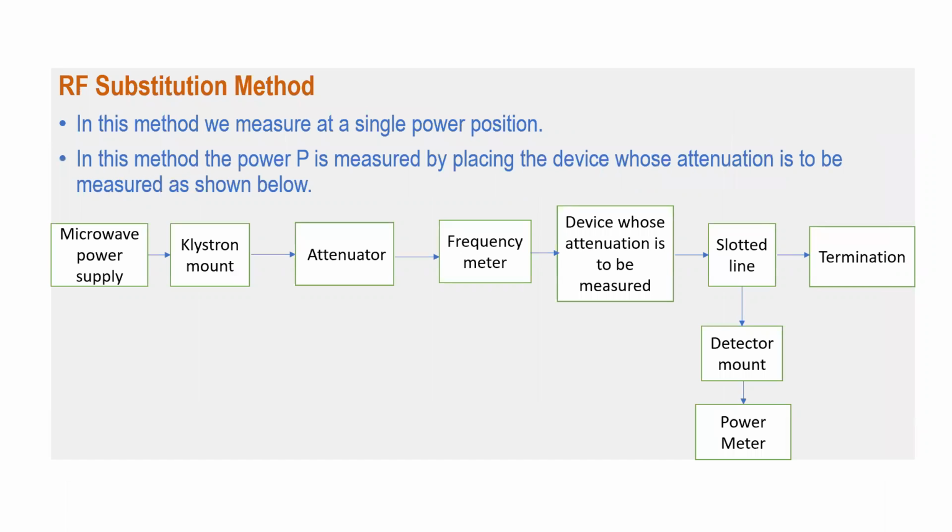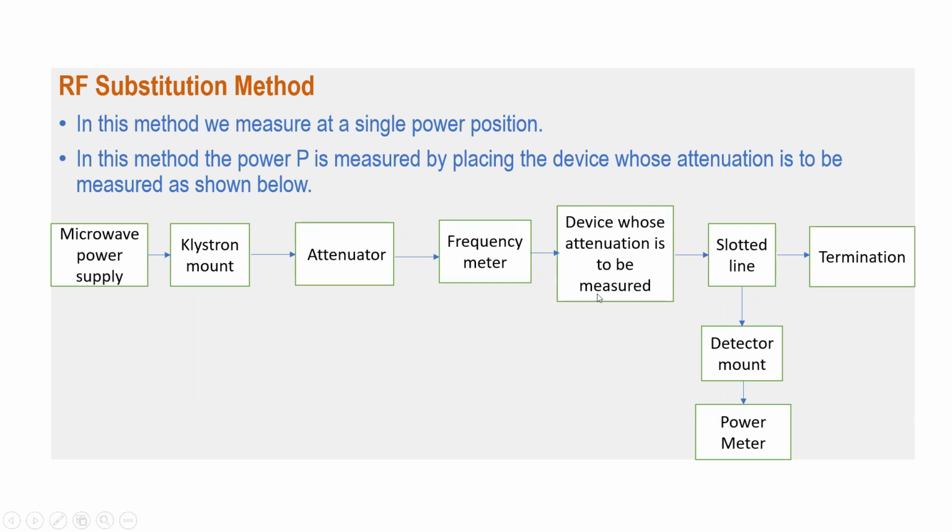In order to avoid this, we will be going for the RF substitution method. In this method, we measure at a single power position. We will be taking only a single power position. Instead of taking two values, we will be taking only one value. In this method, the power P is measured by placing the device whose attenuation is to be measured.